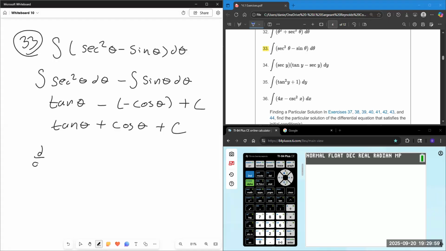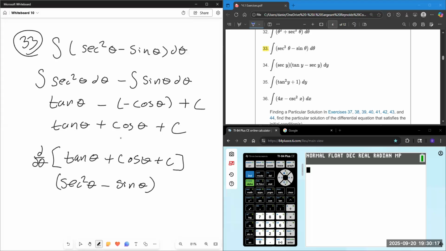To verify that, we're differentiating with respect to theta. Tan theta plus cosine theta plus C. The derivative of tangent is secant squared. The derivative of cosine is negative sine. And there you have our original integrand. So this is correct. Let's look at number 37.